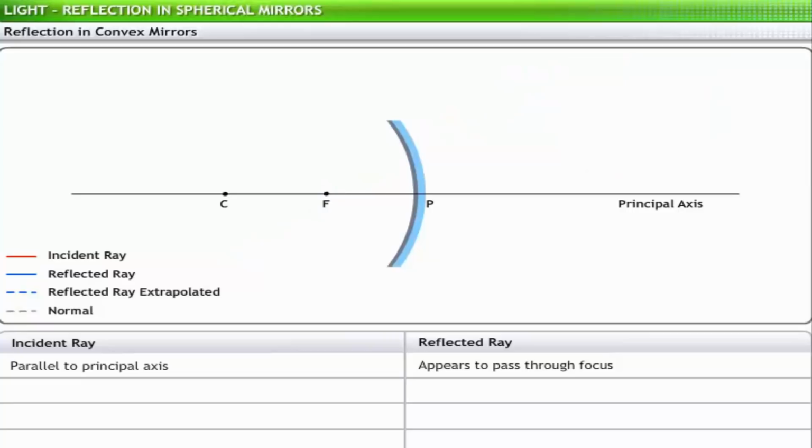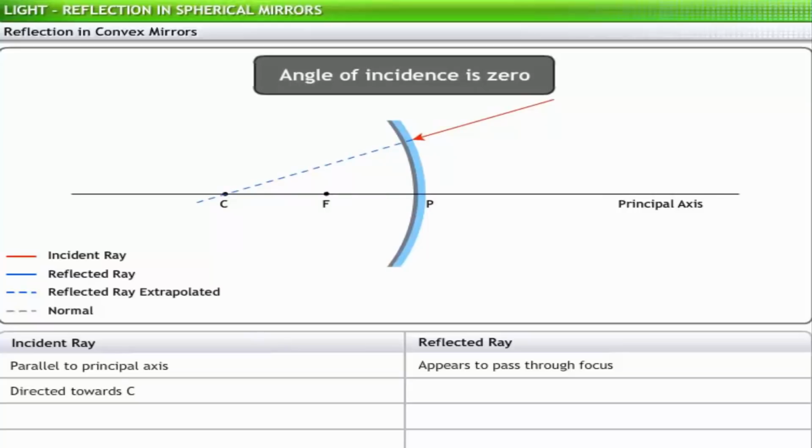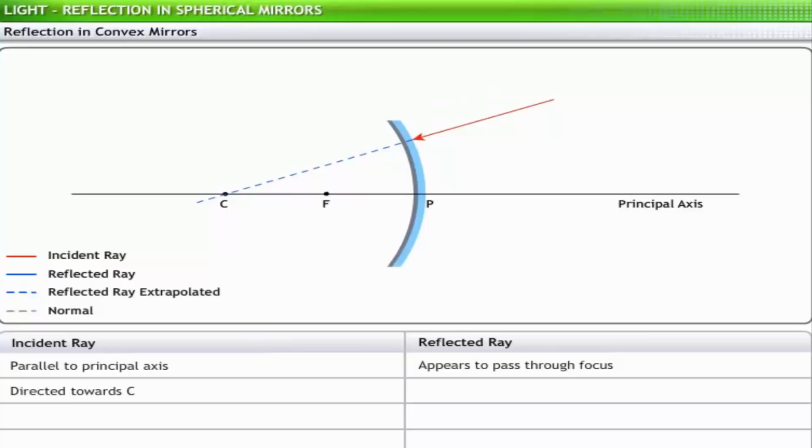In the second case, let us consider incident rays directed towards the center of curvature. Here, the angle of incidence is 0. Hence, the angle of reflection too is 0. Thus, the reflected rays retrace the path of the incident rays and appear to pass through the center of curvature. This enables the driver to see the parking meter on the other side of the road.